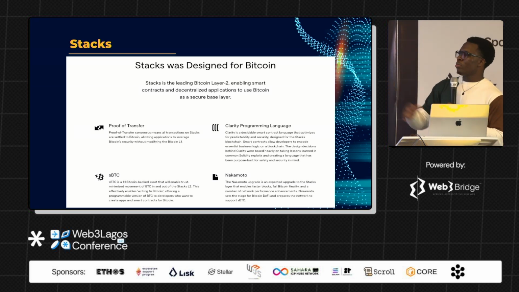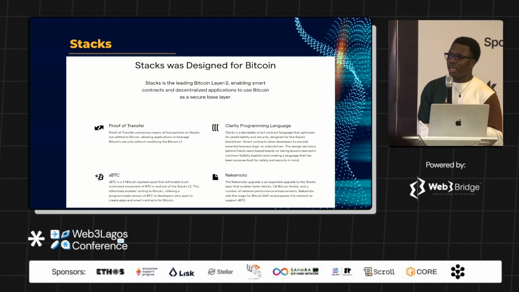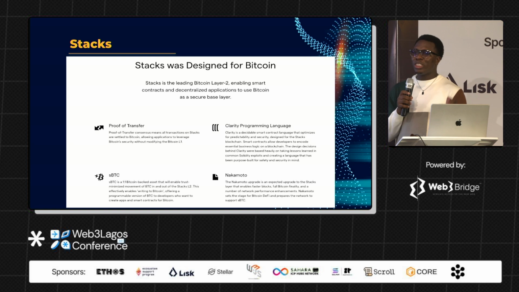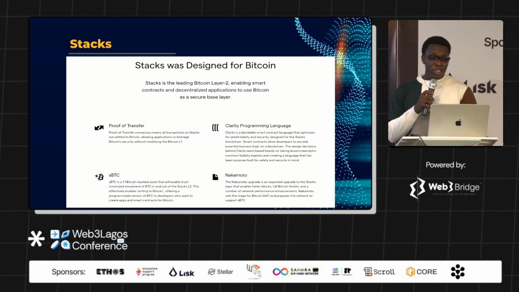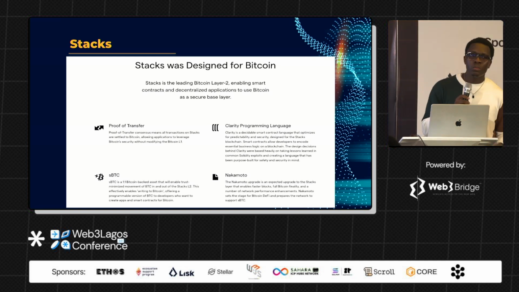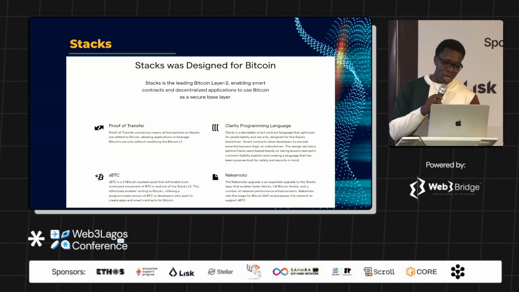On most of us, for consensus mechanism, we are more aware of proof of work, proof of stake, and the likes. So Stacks uses a different approach, which is proof of transfer. This proof of transfer basically means that transactions on Stacks are settled on Bitcoin. Just like the way you have your roll-up on Ethereum, where the bulk of transactions on your L2 are being settled on Ethereum.